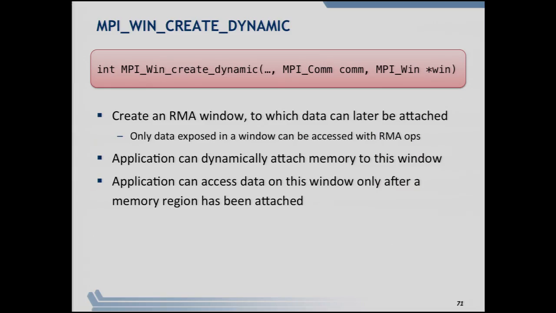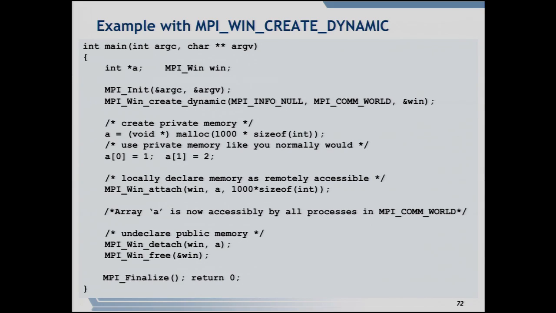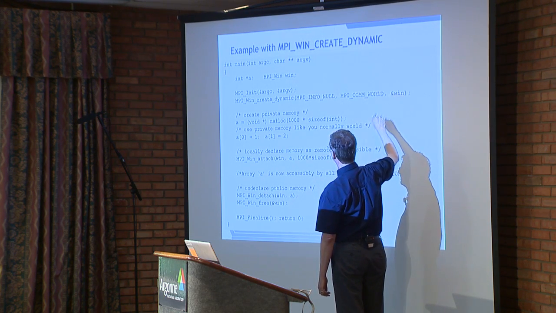Create dynamic is fairly similar, just has a few arguments. You get back this window. As I mentioned, you can dynamically attach data to it. And it looks like this. There's just this info, the group of processes, and you get back this window object.